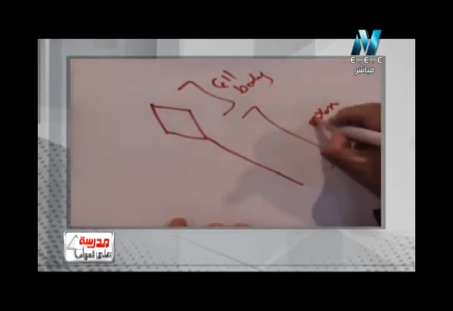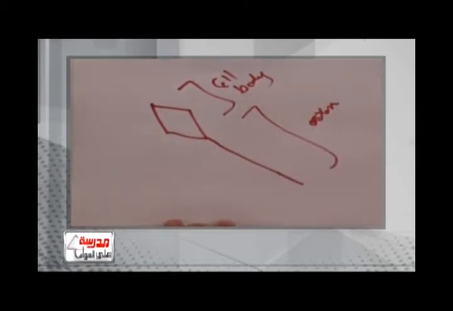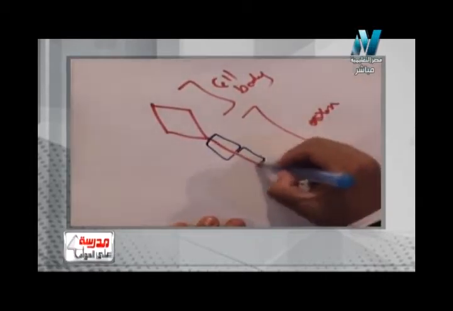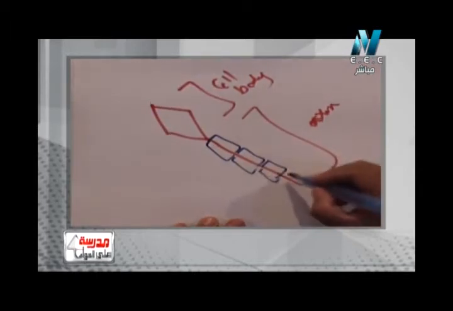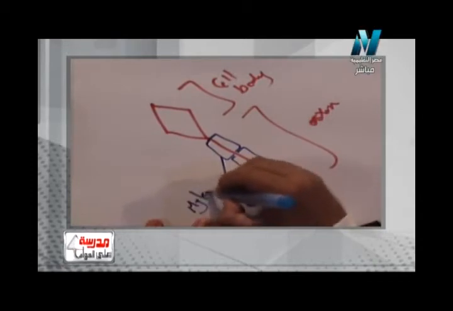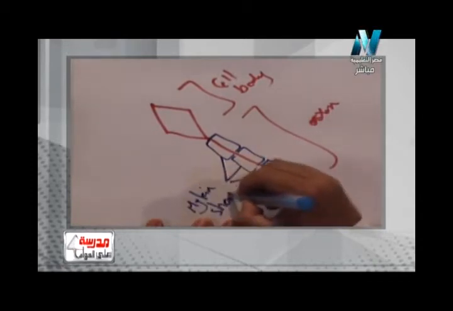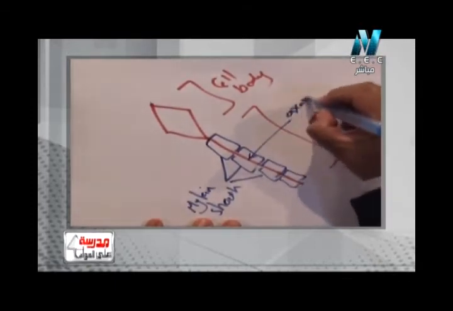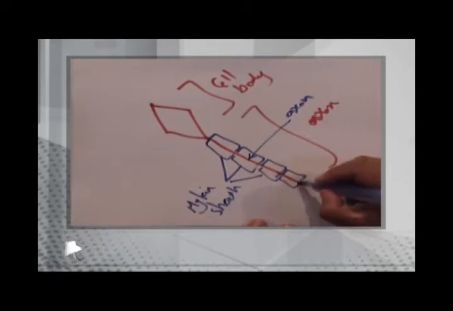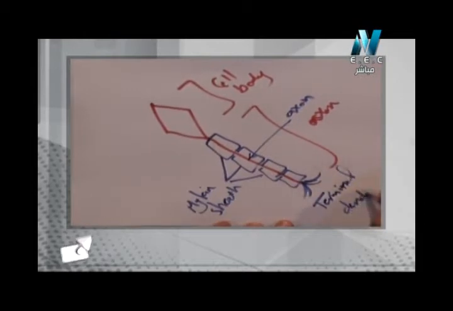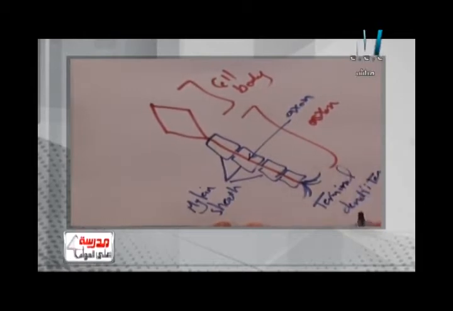Axon لسه قايلين هو متغطي بكفر اسمه myelin sheath. So what about this cover? This cover is units or include units like this, which is called myelin sheath. So all of them are myelin sheath, and this is the axon. Okay, again, this is the axon. So the axon ends with very important branches, which is called terminal dendrites. Terminal dendrites. So what about the cell body?